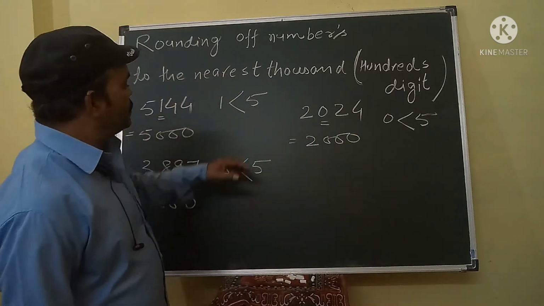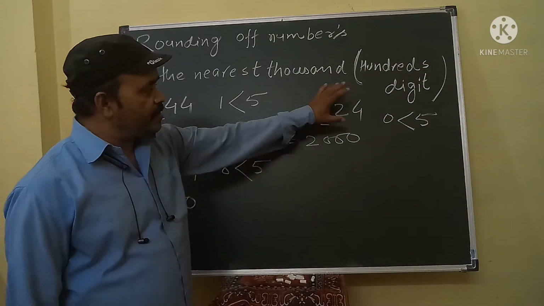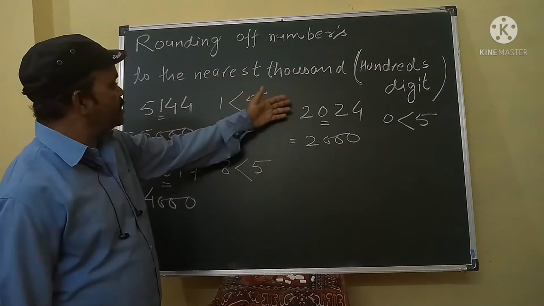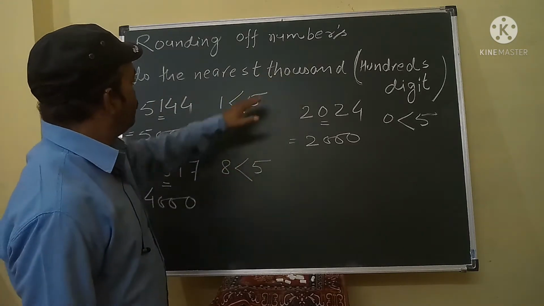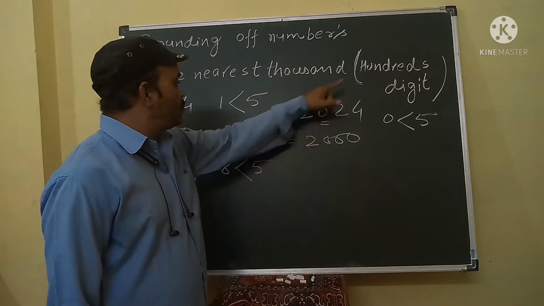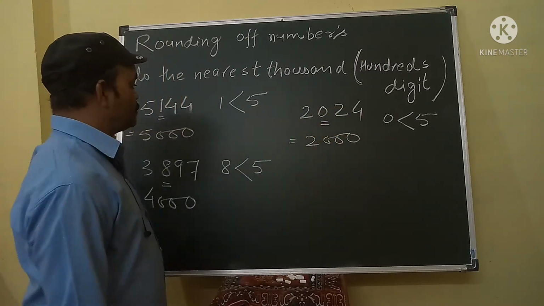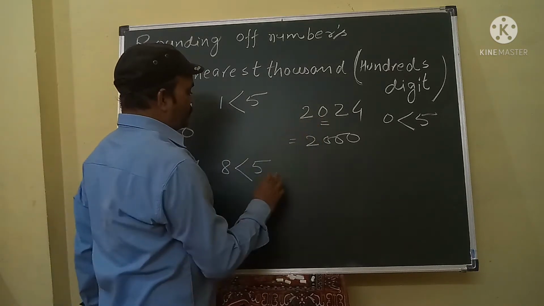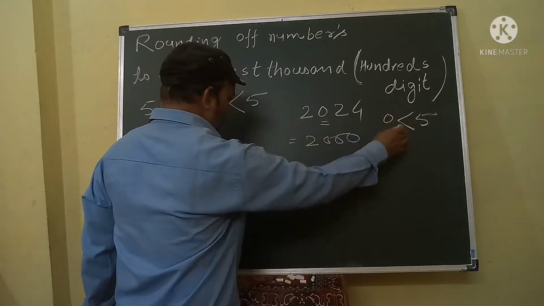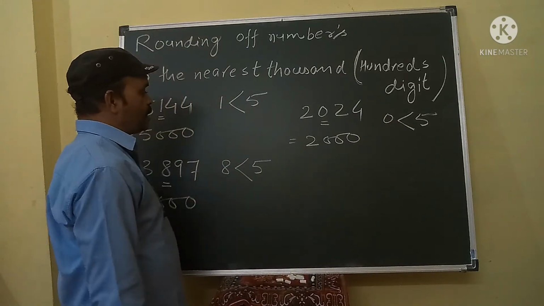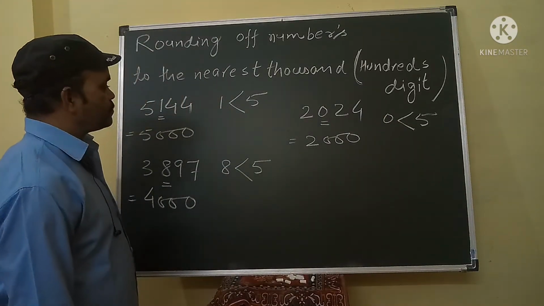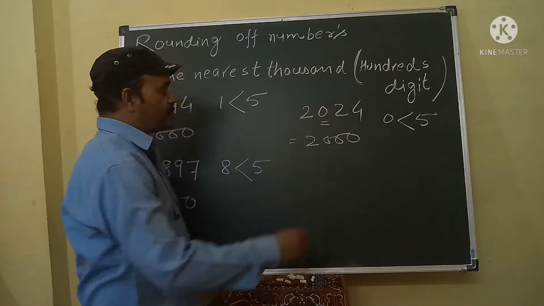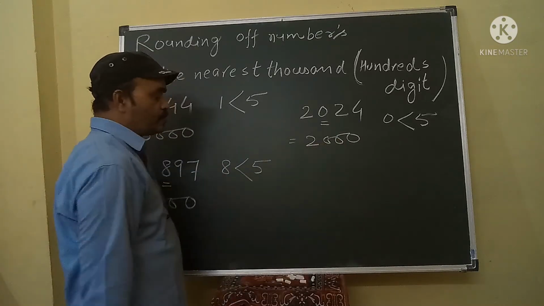Suppose you have one number 2024, and you will find out rounding of the number to the nearest thousand. For the nearest thousand, you will find out the hundreds digit. In 2024, the hundreds digit is 0, and 0 is less than 5. So rounding of 2024 will be 2000.